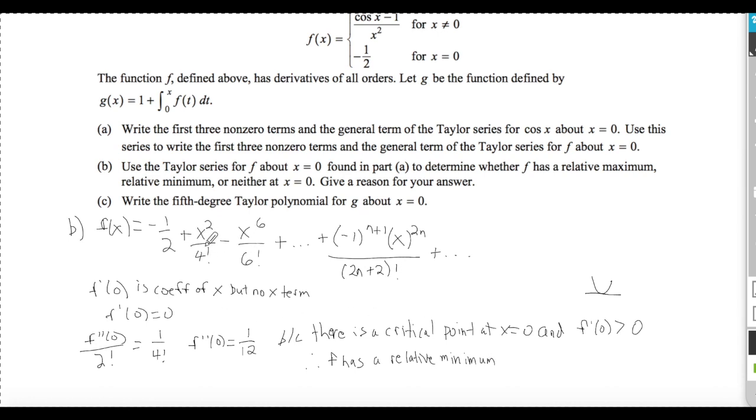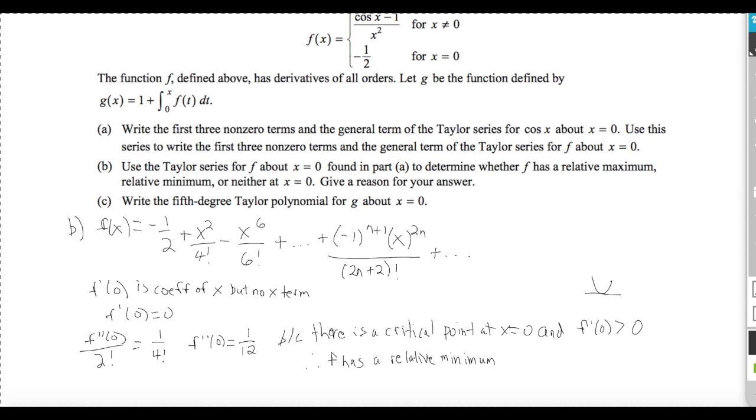Keep in mind that the coefficients here are really telling us about the derivative. There is no first derivative coefficient, so it's 0. First derivative is 0. The second derivative coefficient has to be positive. Second derivative is positive means concave up. First derivative 0 means we got a critical point, so it has to be a relative minimum. That's called the second derivative test.